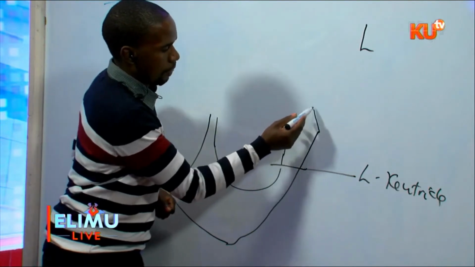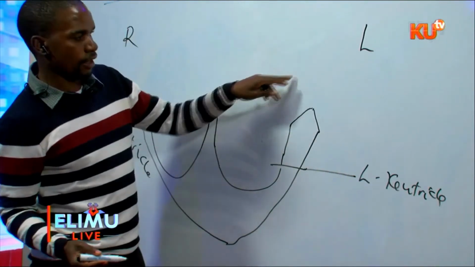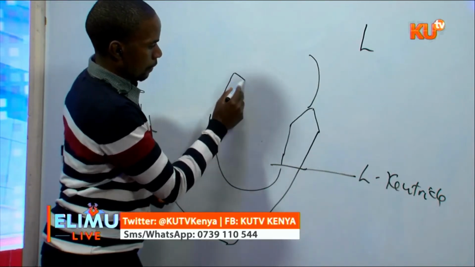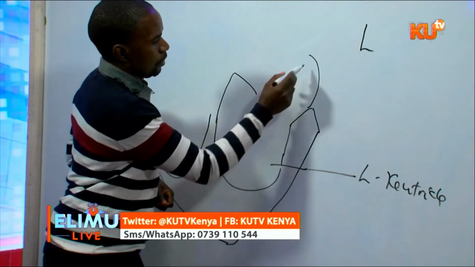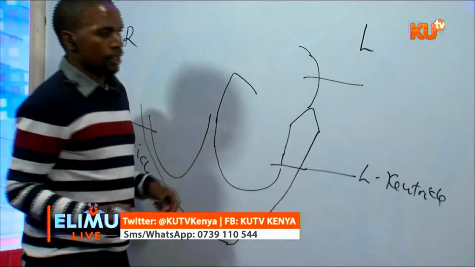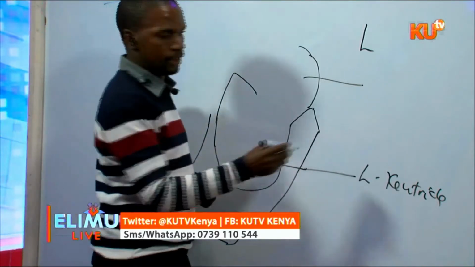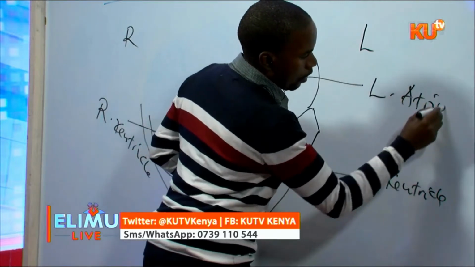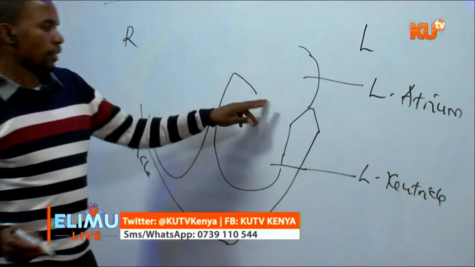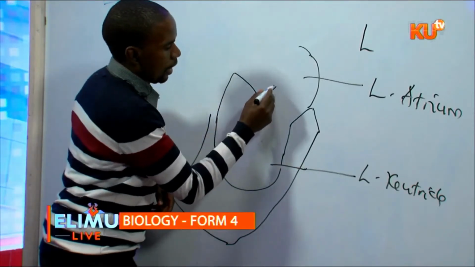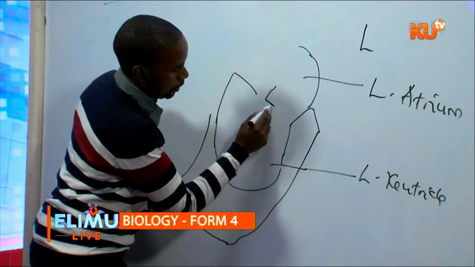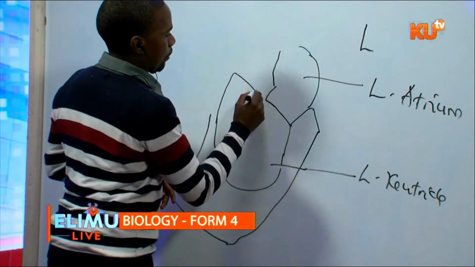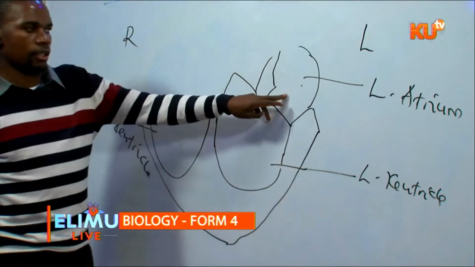Also here on the left side we have another chamber, this one here. This chamber here is known as the left atrium. So basically this is the chamber we are talking about, the left atrium.